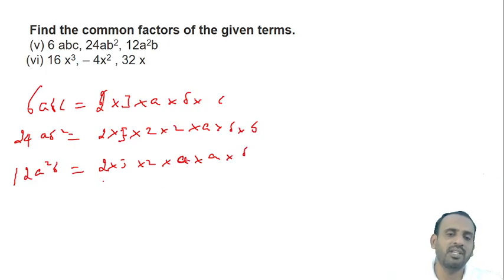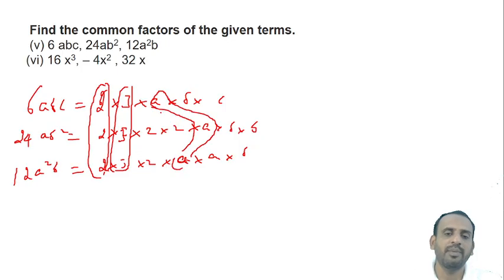Now let us see if there is any common. 2 is common here. Yes, 2 is common. Then 3 is also common. Then what we have? A. Yes, a is common here. From all these 3 we have a common. Do we have b also common? Yes, we have b also common. Okay, so we got 2, we got 3, we got a and b. These are common factors. So let us try to solve one more.